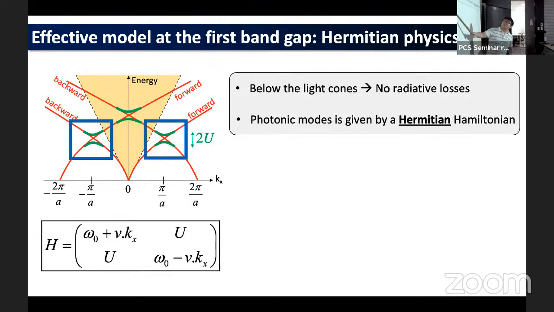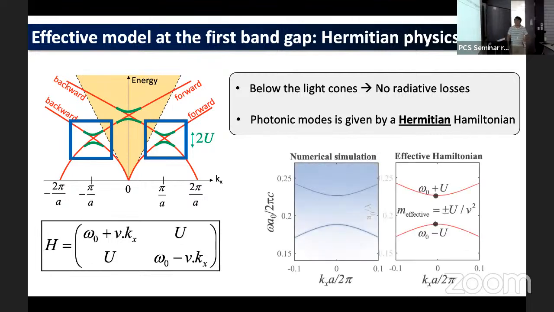The interaction between these two is because the forward mode has been shifted by one Brillouin zone. That means that the interaction U is given by the first order of the Fourier series that I showed you previously. In the case here, at this crossing, they are almost linear, so we can write it in a very simple way: we have linear dispersion, forward, backward, and then the coupling. And this is a Hermitian Hamiltonian because we don't have any losses.